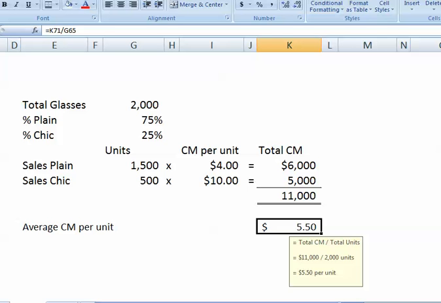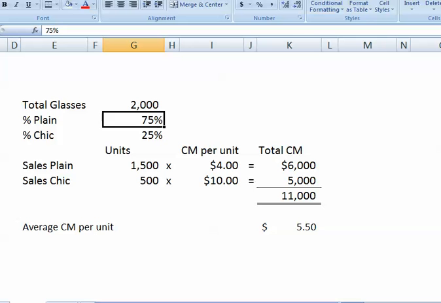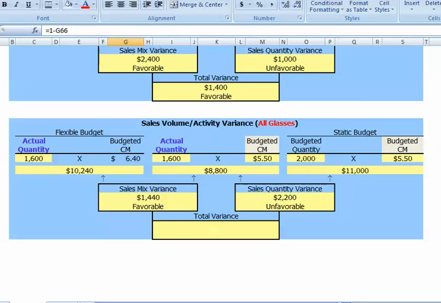Originally we had a 550 per unit average contribution margin, but again that was based on a sales mix of 75-25. Had we gone with a 60%, 40% sales mix, we would have had a lower average contribution margin per unit. I'm sorry, a higher average contribution margin per unit because we've shifted towards the higher margin product. So that's another way we could calculate that average contribution margin per unit for the flexible budget amount. But since that wasn't asked for in the problem, we won't spend a lot of time on it.